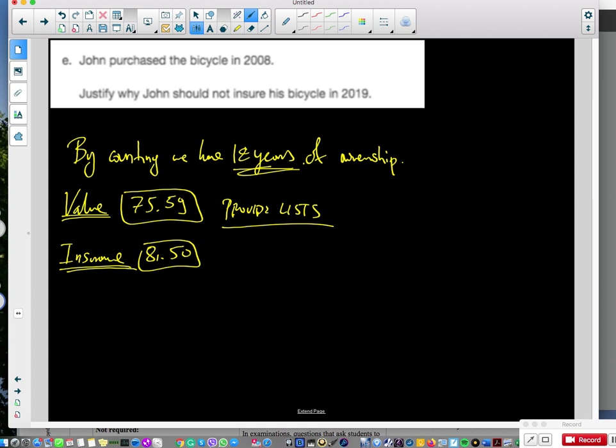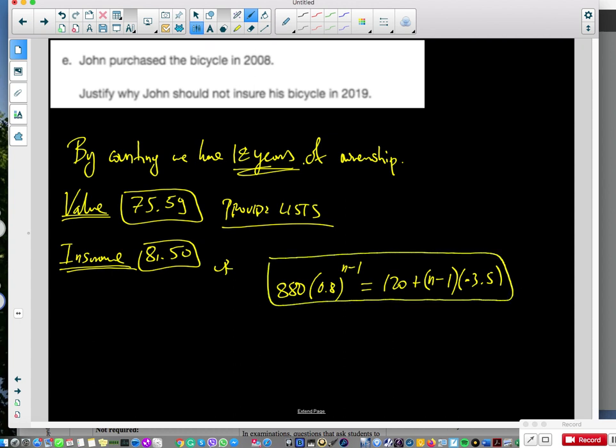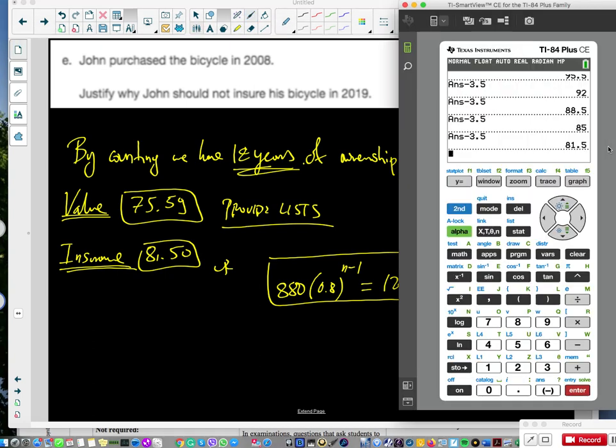If you want to see it with equations, the value 880 times 0.8 to the power of n minus 1 equals 120 plus n minus 1 times negative 3.5. If you solve this equation, at the moment they become equal, it isn't worth it to pay anymore. So let's just do it quickly.